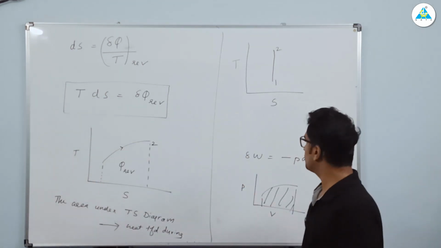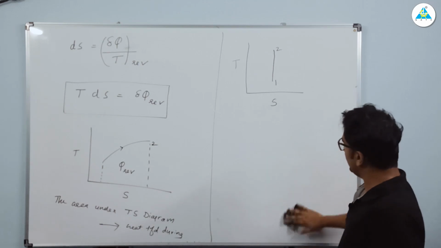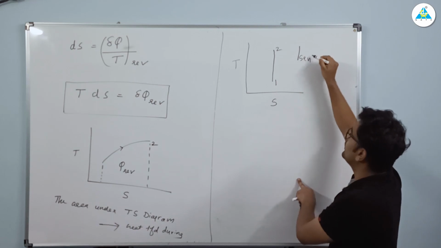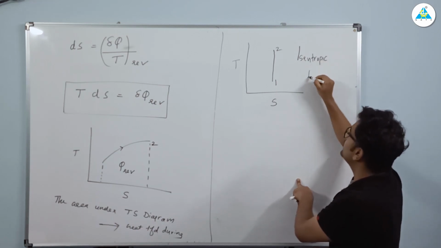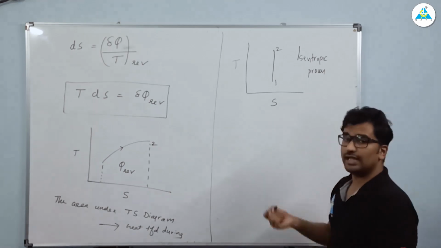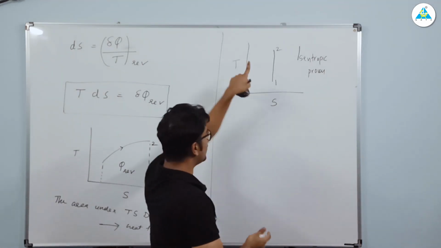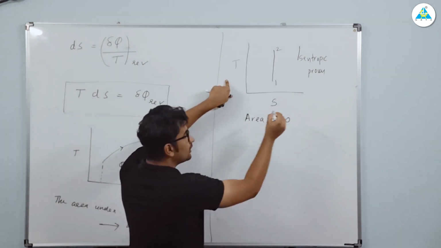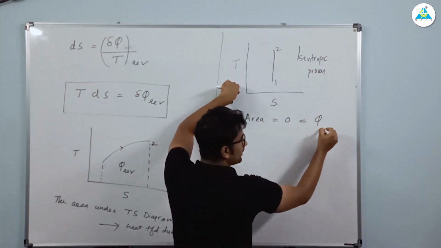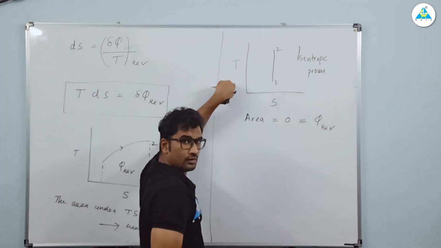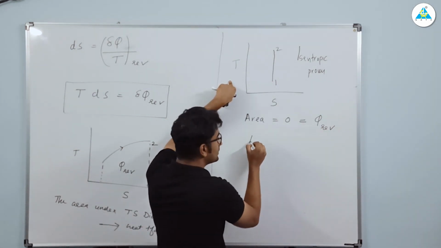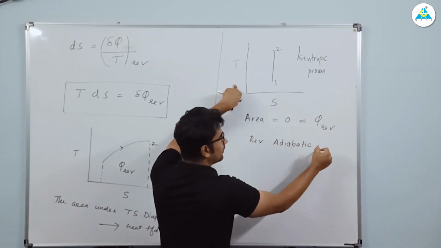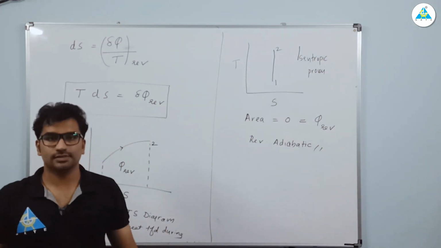So for an isentropic process, what is the area under the TS diagram? This is for an isentropic process. So what is the area under this graph? Here the area is 0. What is the meaning? Area under the TS diagram is 0 means reversible heat transfer is 0. If the heat transfer is 0, it is reversible adiabatic. Heat transfer is 0. Clear?